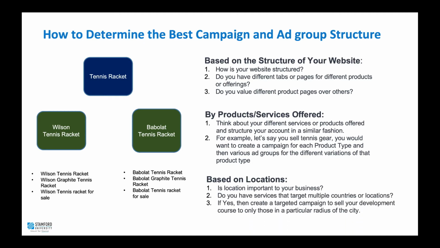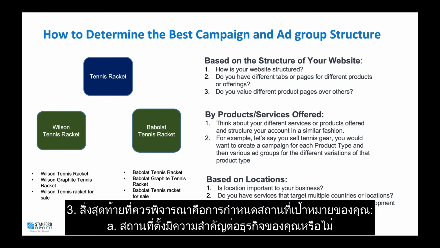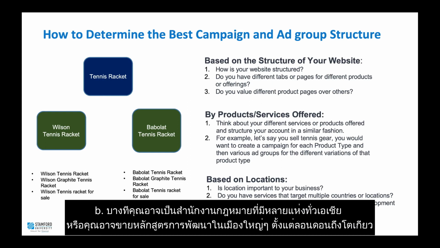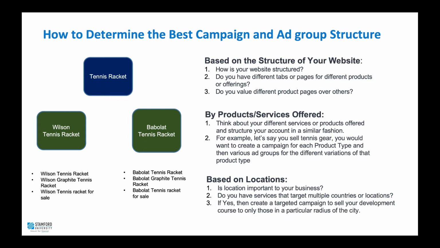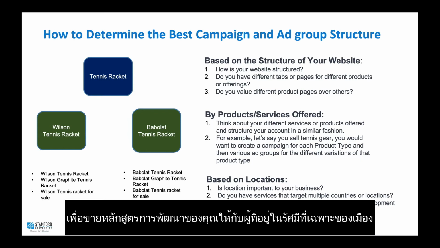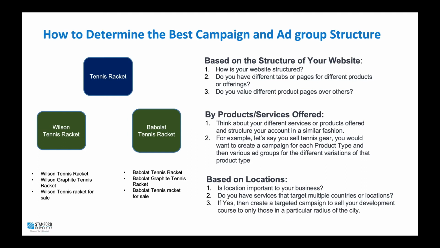And that's it. The last thing that you need to think about is the location targeting. Is location important to your business? Maybe you're a law office that has multiple locations across Asia, or perhaps you sell development courses in major cities ranging from London to Tokyo. So if location targeting is important to your business, then you should create different campaigns for different locations. All right? So these are the considerations that you need to use in setting up your campaign and ad groups.